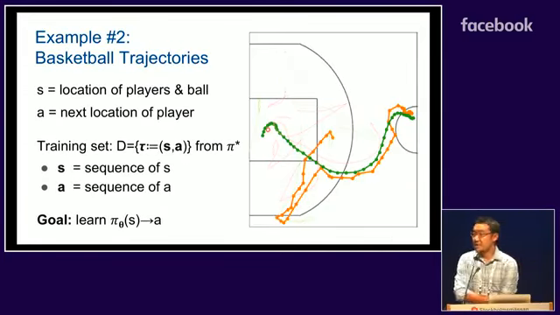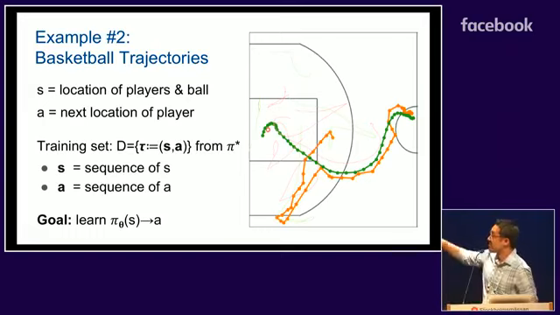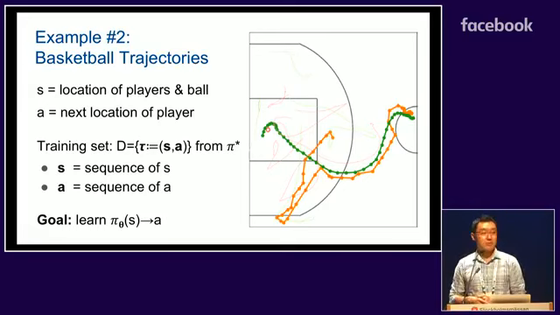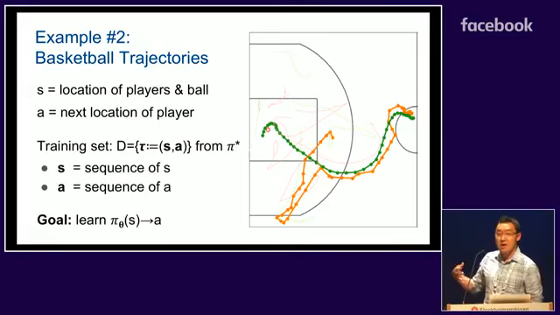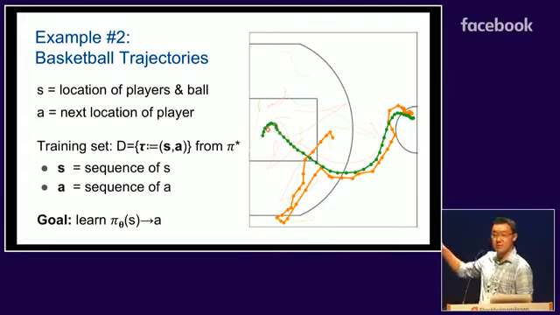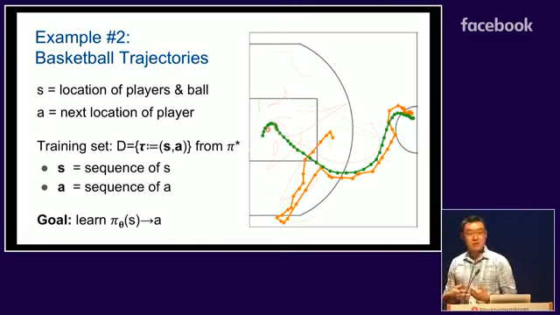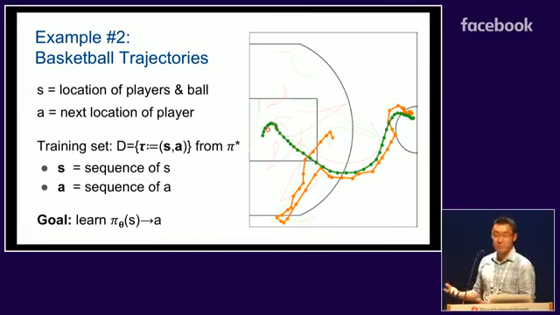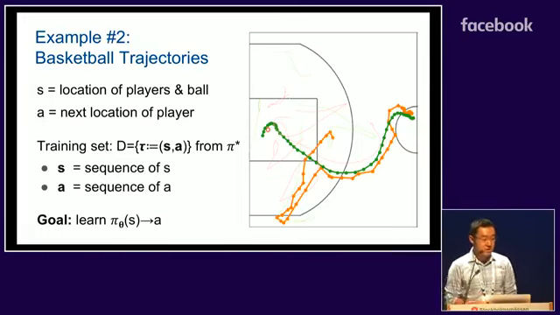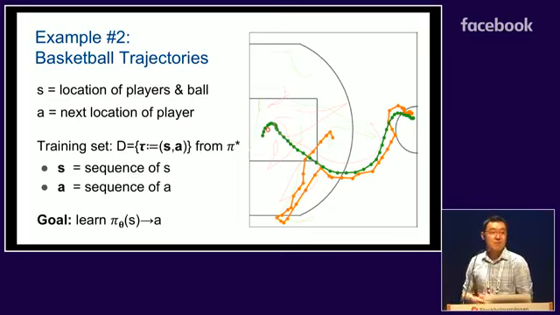In another example, in basketball trajectories, let me just explain what the right-hand figure is. The red lines are the defenders, the green lines are the players on offense, the orange line is the ball, and our goal here is to learn to imitate the behavior of the player in the bolded green line. So the state is the location of all the players and the ball, for simplicity. The action is the next location of the target player in question, which is the player in the bolded green line. We get demonstrations of such tracking data. In this case, it's collected from the National Basketball Association. And the goal is to learn a policy that mimics the behavior of this agent.